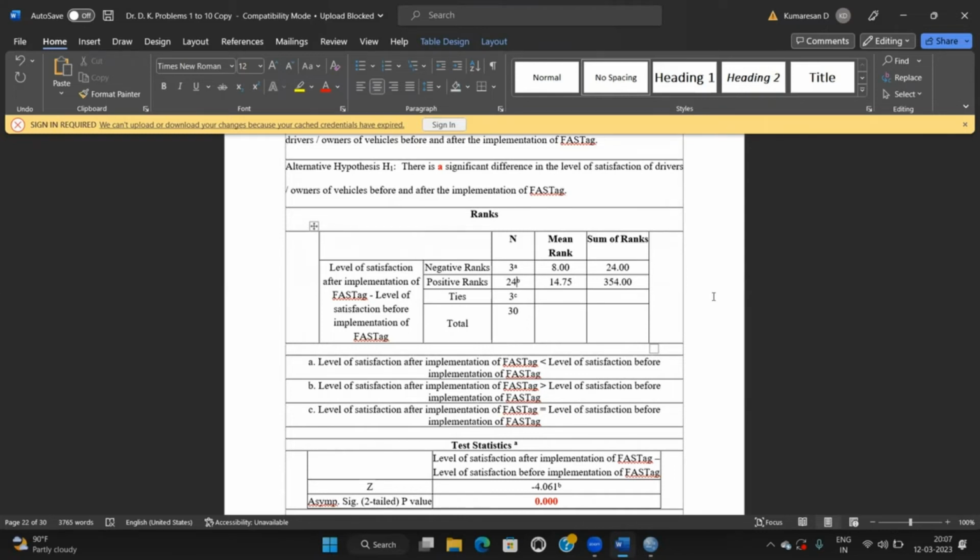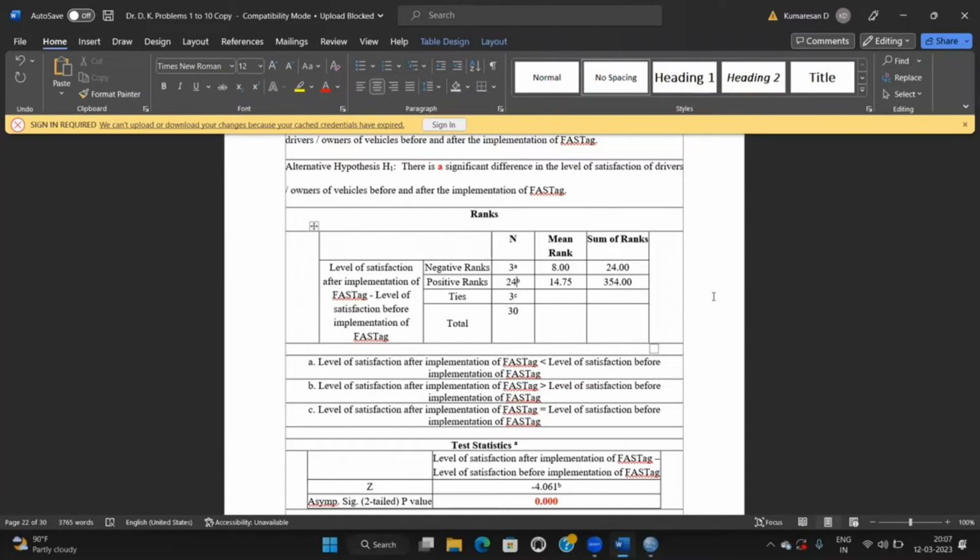If tied ranks are more, we can say that even before it was like that, and even after it is like that only. I feel there is no difference before and after implementation. Even if FASTag is implemented, sometimes we are waiting in a long queue. Then what is the use of implementation of FASTag? The only thing is, we need not enter the exact change. Otherwise, the main idea behind FASTag is to save time, to reduce the consumption of time.